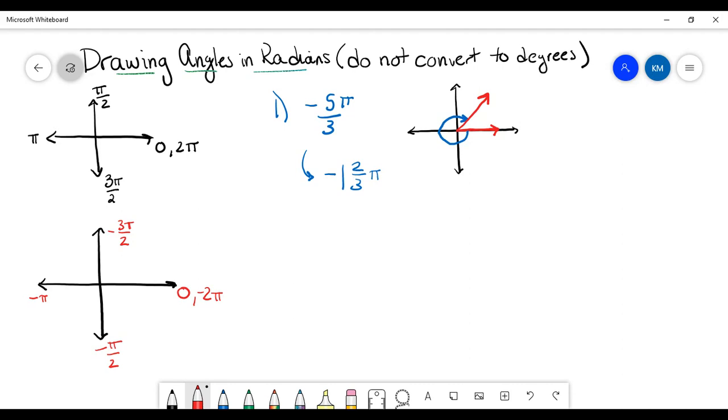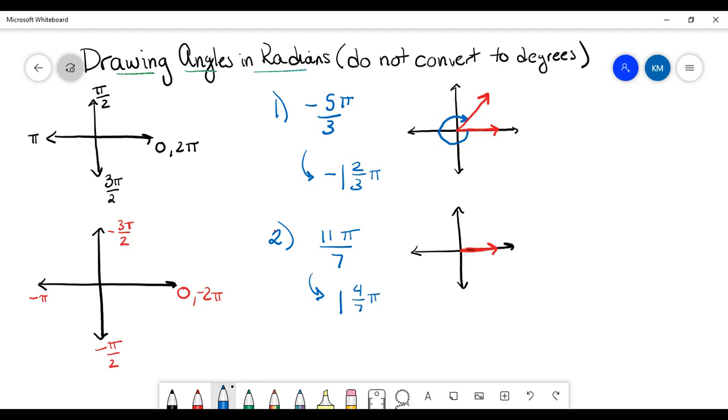And there's your first angle drawn in radians. A second option, let's look at a positive angle of 11 pi over 7. Again, starting with our axes and our initial side drawn on the positive x. Now, since it's positive, we're actually going to rotate counterclockwise. And changing it to a mixed number, you're going to get 1 and 4/7 pi.